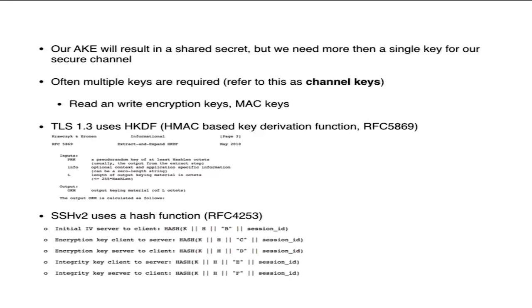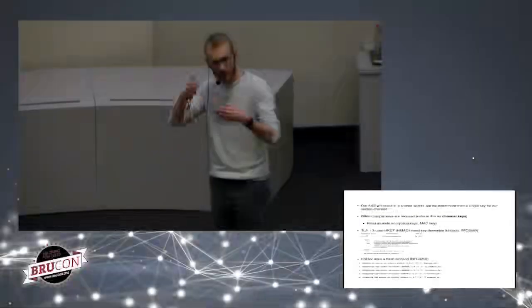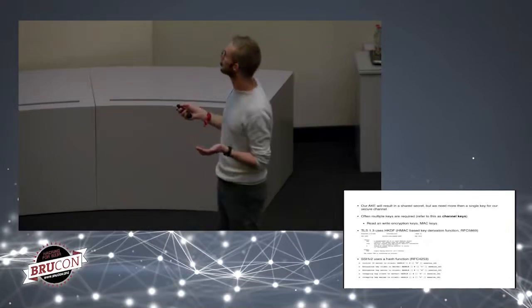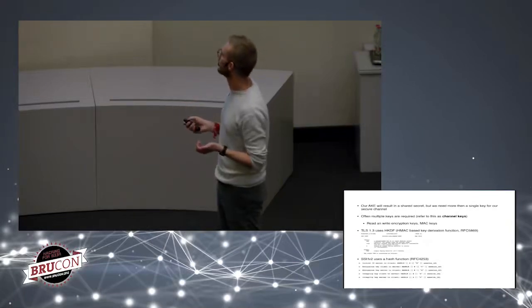For SSH v2, what they do is much simpler. They simply use a hash function. You can see here that they hash the derived key K, together with H, a label, and the ID. So they just hash the key derived from the AKE to get all these other encryption keys.